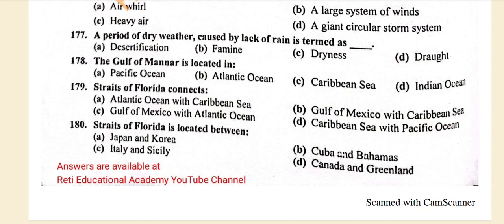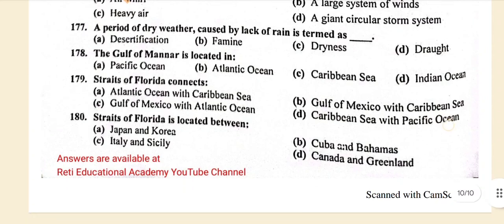Question number 180. The Straits of Florida is located between A. Japan and Korea, B. Cuba and Bahamas, C. Italy and Sicily, D. Canada and Greenland. And the correct answer is B. Cuba and Bahamas.